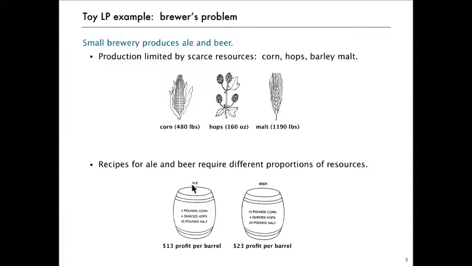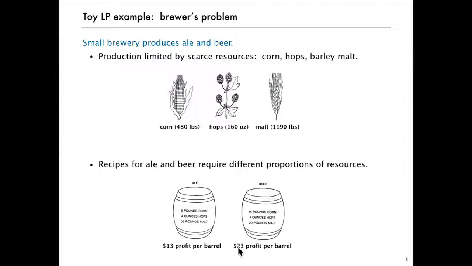So to make a barrel of ale, you need 5 pounds of corn, 4 ounces of hops, and 35 pounds of malt. And to make a barrel of beer, you need much more corn and less malt and a little bit more hops. So that's the recipes for those two things. And the other thing is that there's different profitability. So you can make $13 per barrel of ale and $23 per barrel of beer.